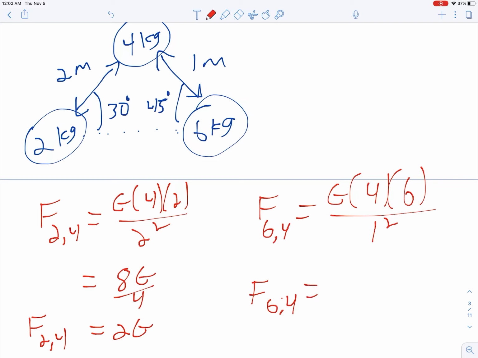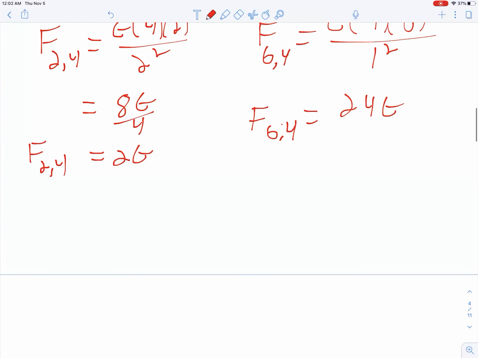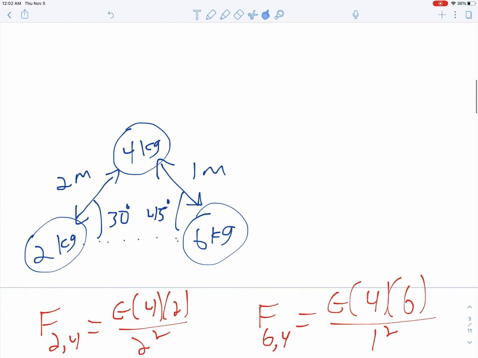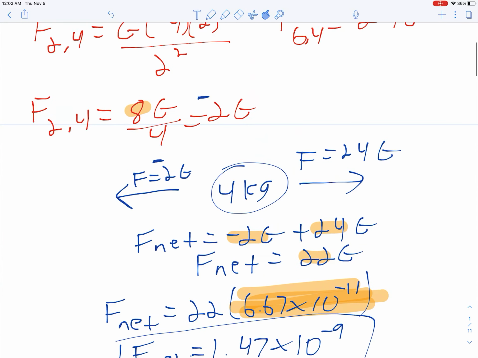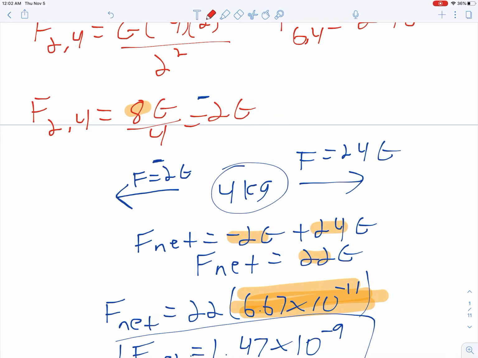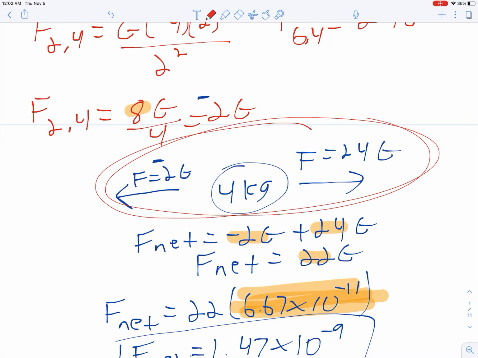So this would be 24g. Okay, so if I redrew this picture, I redrew the first picture again. I redrew it right here with the forces pulling on it. So I'm going to do the same thing down here.